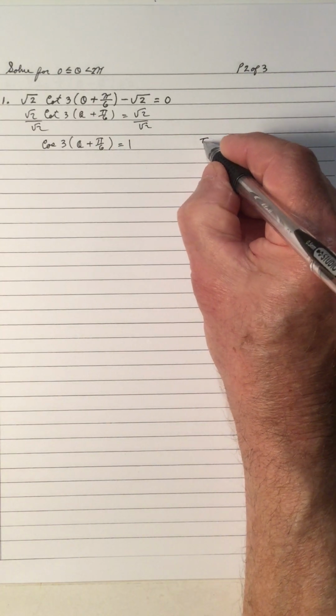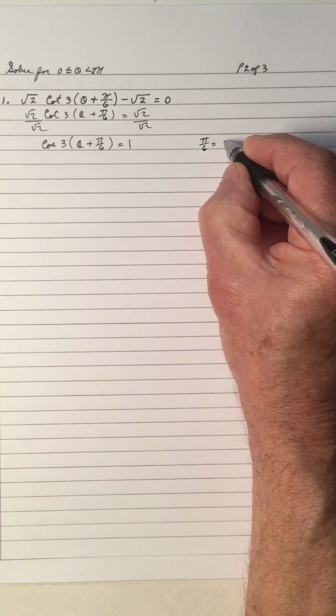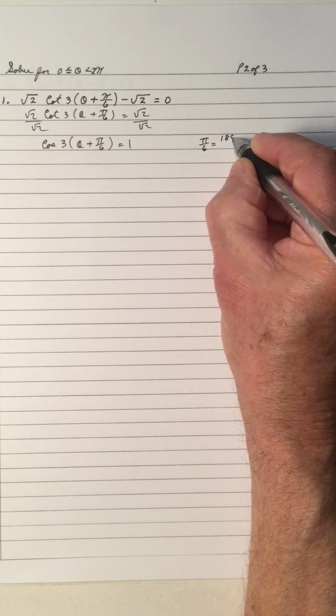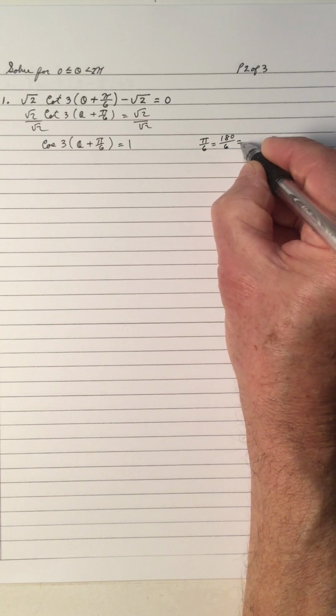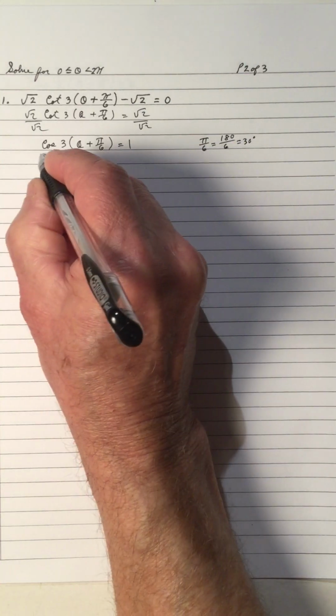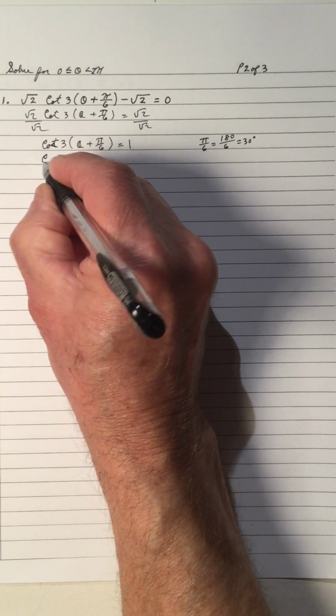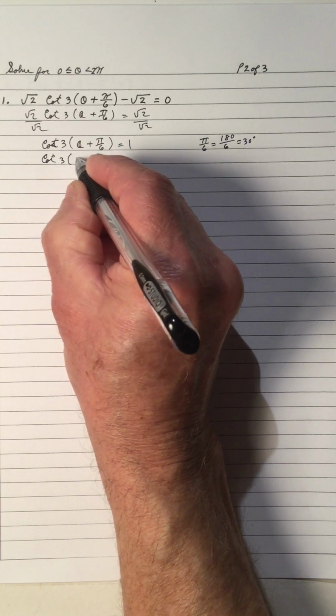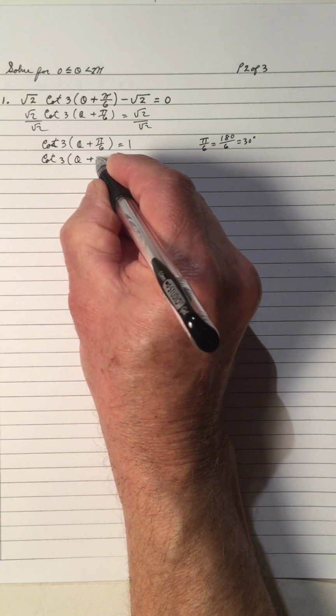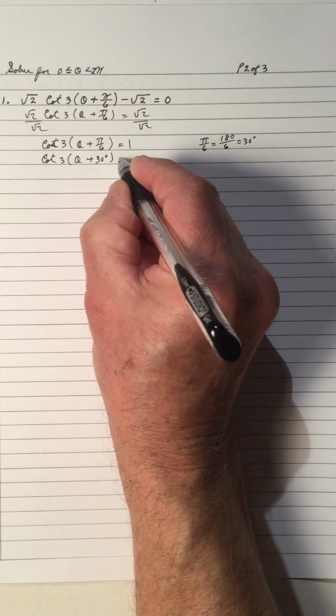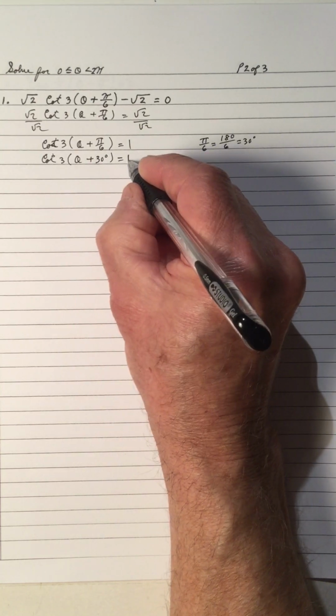And another thing, change your radians to degrees. So pi is 180 degrees, divided by 6. So that's 30 degrees. I better make sure I do it as a cot. So cot of 3 theta plus 30 degrees equals 1.